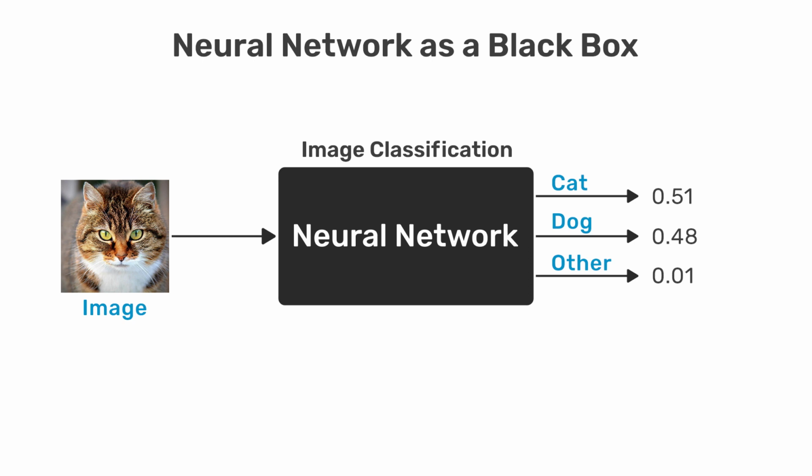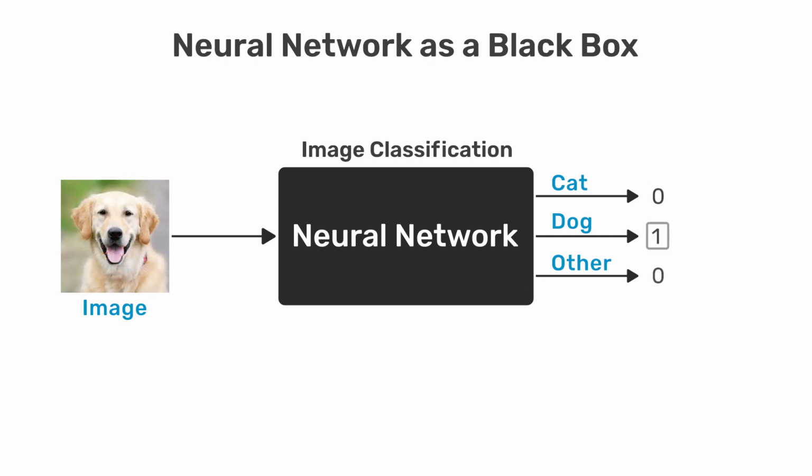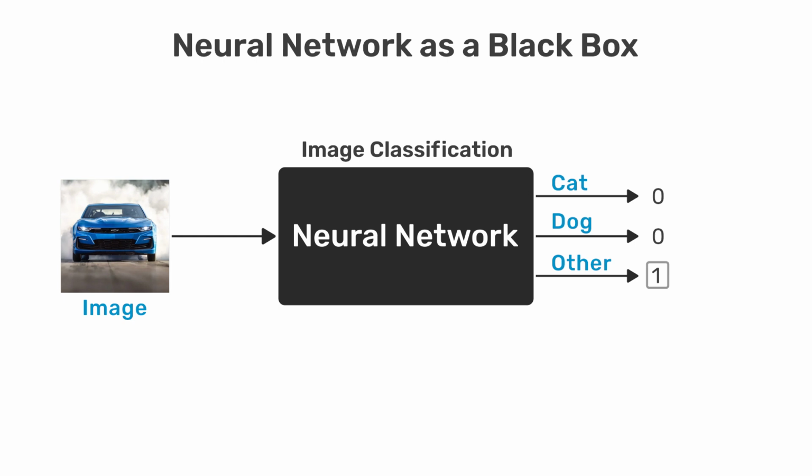A perfect neural network would output 1 0 0 if the input image was a cat, and likewise 0 1 0 if the input image was a dog, and finally 0 0 1 if the input image was something other than a cat or a dog. In reality, even well-trained networks don't give such perfect results. And in practice, neural networks that perform image classification might have hundreds of possible categories, not just three as shown here. But the process for assigning the class labels is the same.